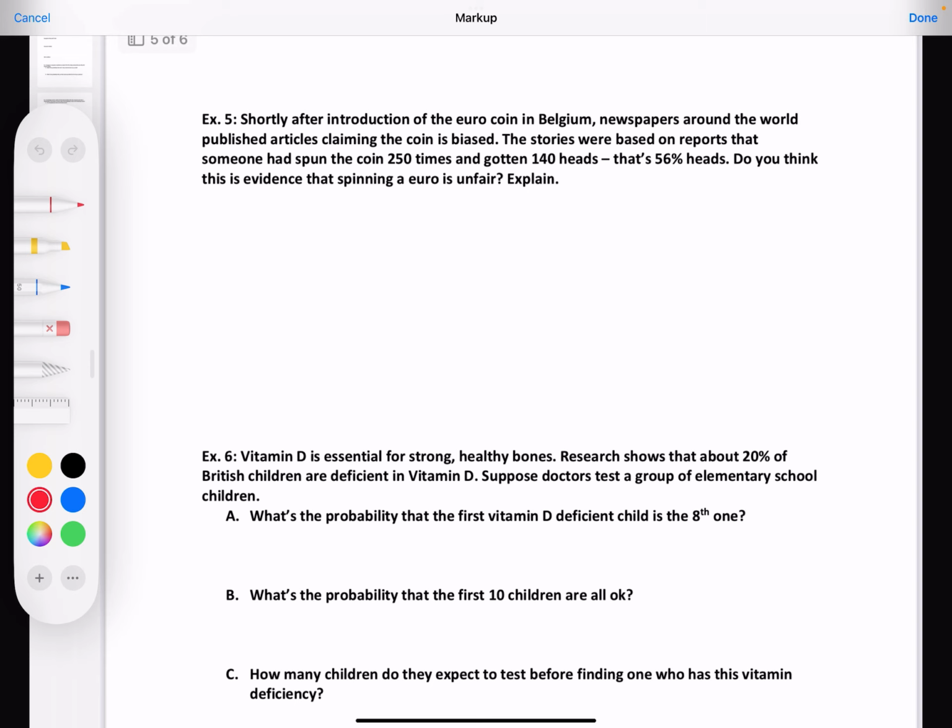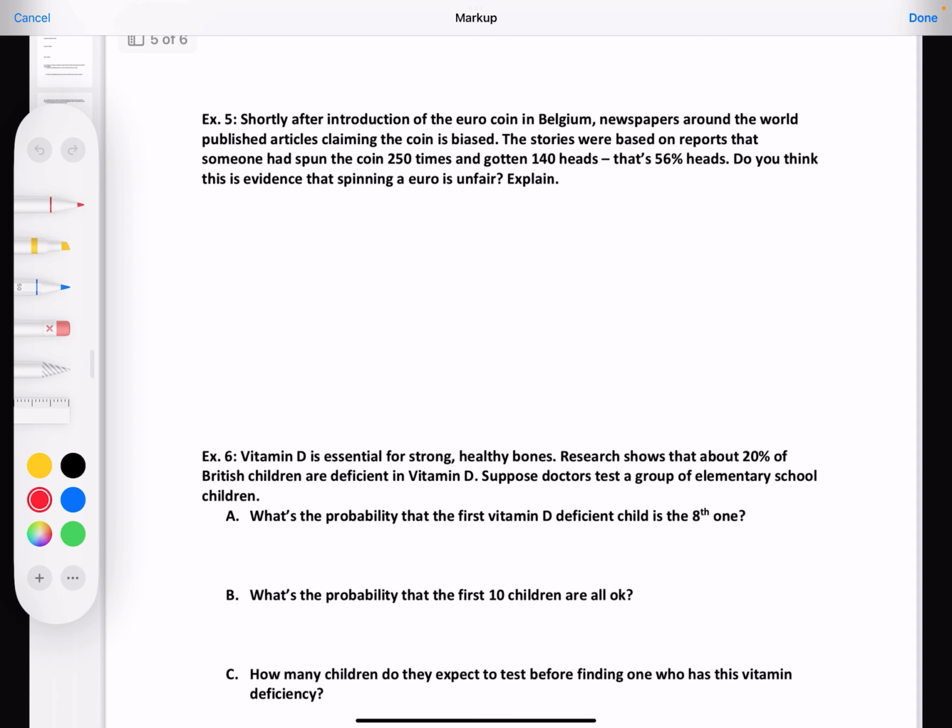Shortly after the introduction of the euro coin in Belgium, newspapers around the world published articles claiming the coin is biased. The stories were based on reports that someone had spun the coin 250 times and gotten 140 heads. That's 56% heads. Do you think this is evidence that spinning a euro is unfair? No, because it's a 50-50 chance. Okay, well, let's decide mathematically if it is or not.